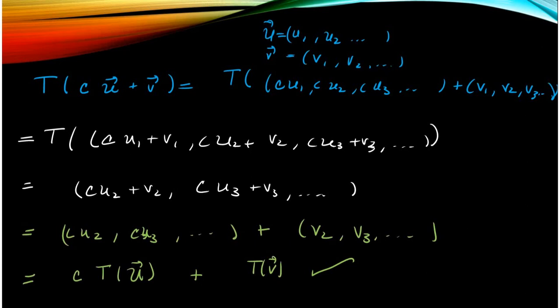Well, I can play with that sequence. I can split this apart into two pieces. I can take all the v stuff and separate it out, and if I'm adding component by component, I get the previous step. And if I look at the first term, I can factor out c, and so I really get that the first term is c times T(u), and the second term is T(v). It's in fact the vector v shifted to the left. And so I've shown the two properties combined as one, that T is linear.